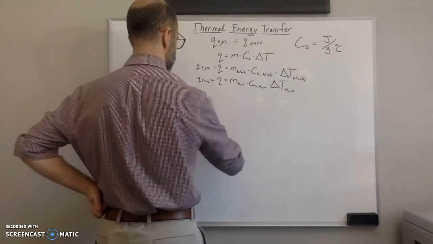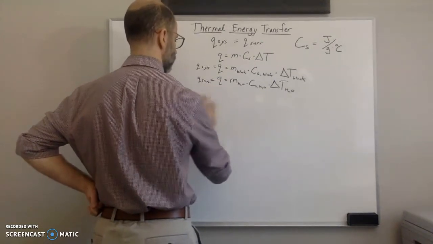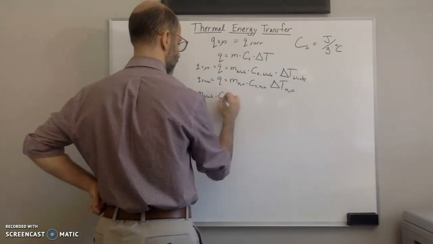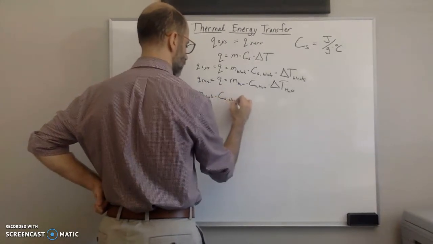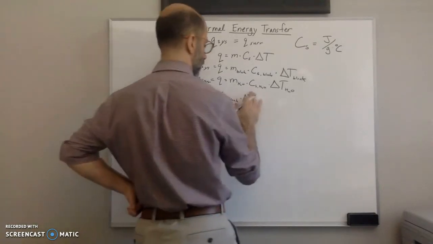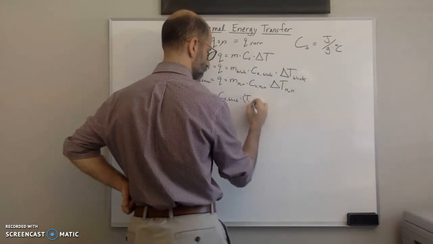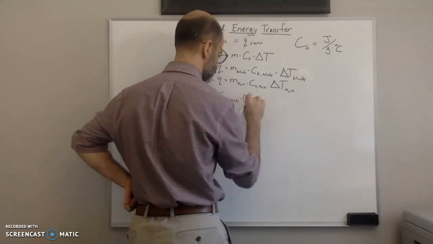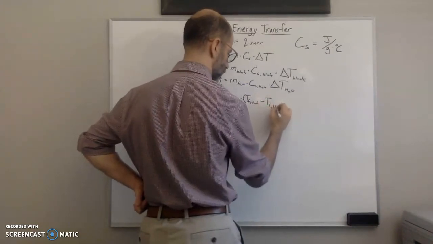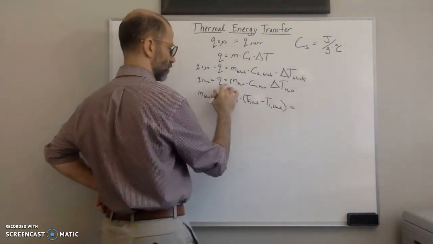So this would be the mass of the block multiplied by the specific heat of the block multiplied by delta T of the block, right? And if I expand this, this is going to be the final temperature of the block minus the initial temperature of the block, right? And then that's going to be equal to the Q of the surroundings, which is the water.